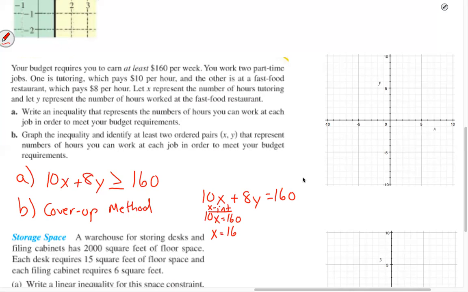Got it? And then I would do the Y-intercept. I would cover up the X, and I would get 8Y equals 160, and I'd get Y equals 20. Now here's the thing. I try to be nice and give you guys a coordinate plane, but those numbers don't really fit on the coordinate plane, right? That's probably why you're confused. Here's a nice little trick. Count by 2's. Negative 10, negative 20. Isn't that nice?